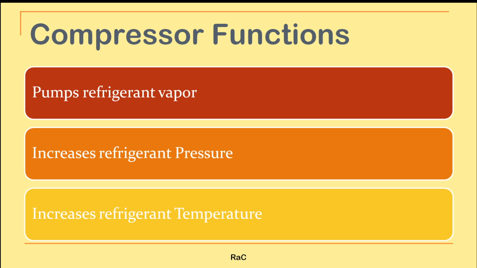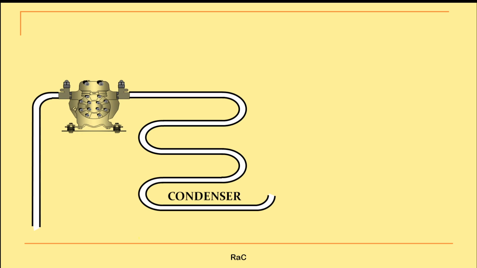Now let us see the various functions in an animation. You can see here this is a compressor. Okay, the inlet and outlet. The inlet, this line is from the evaporator and this line goes to the condenser. Fine. So usually the compressor is known as the heart of the system.